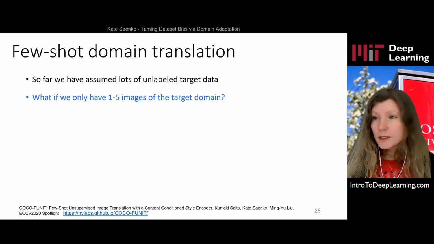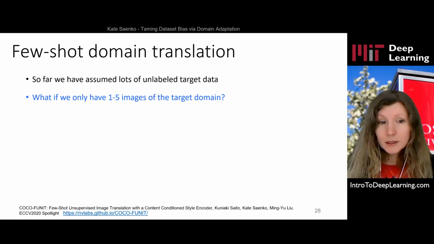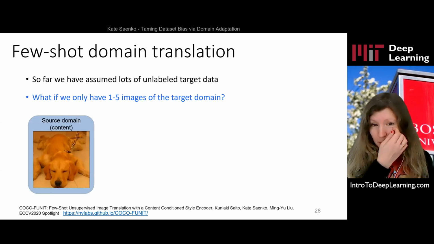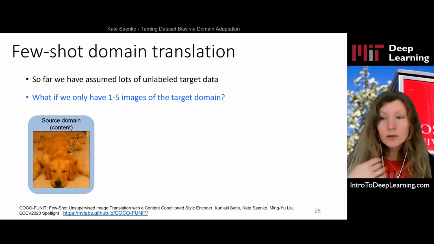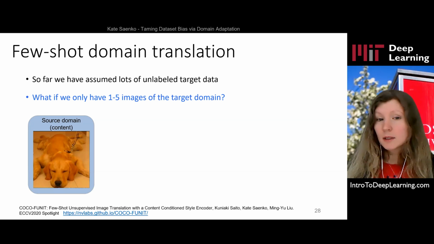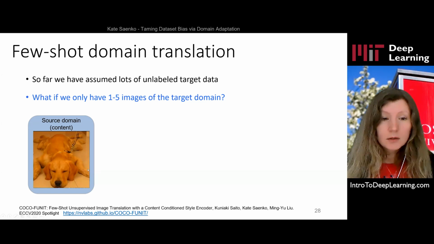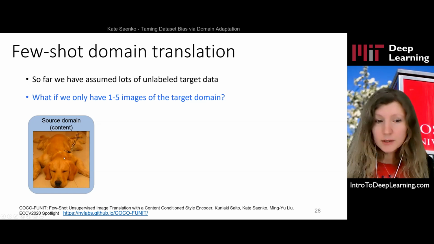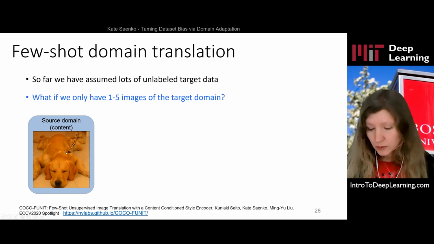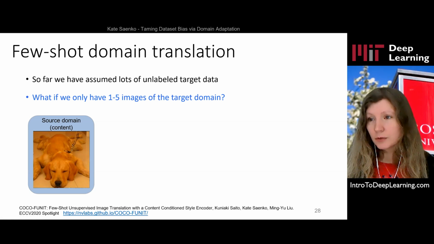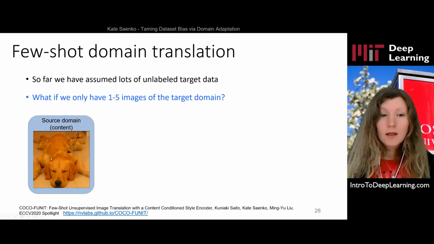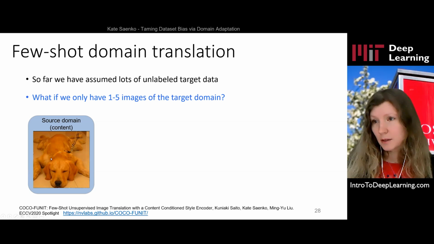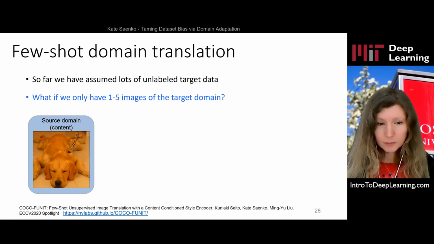So what we did, with my graduate student and my collaborator at NVIDIA, was come up with a method that can do translation with just one or a few, maybe 2 or 3 or up to 5 images in the target domain. Suppose we have our source domain where we have a lot of labeled images. Here we're going to look at an example of different animal species, so the domain will be the species of the animal. Here we have a particular breed of dog.